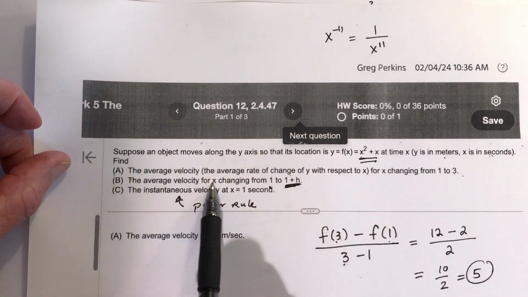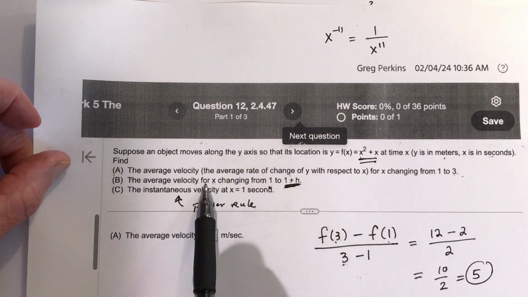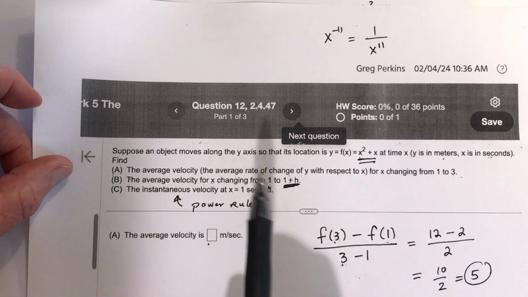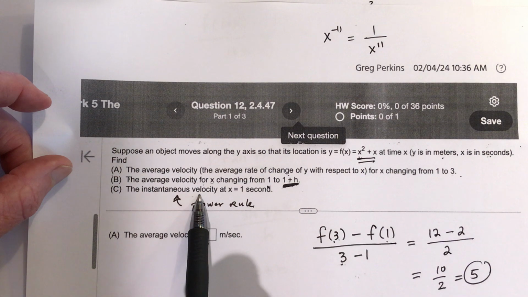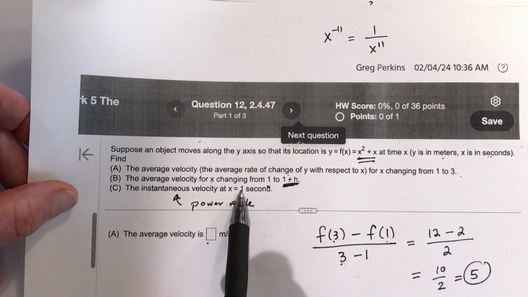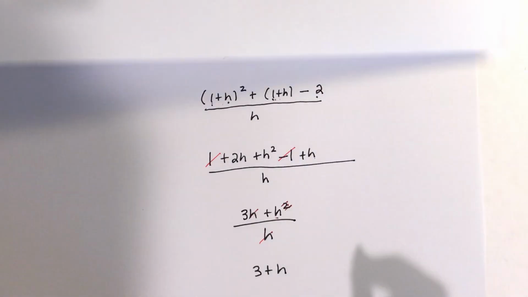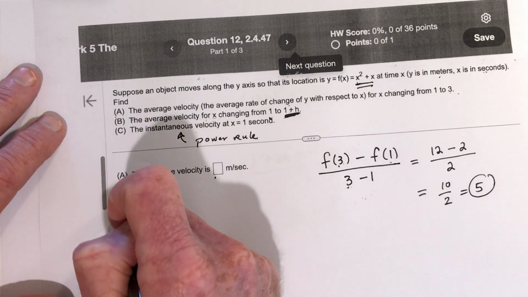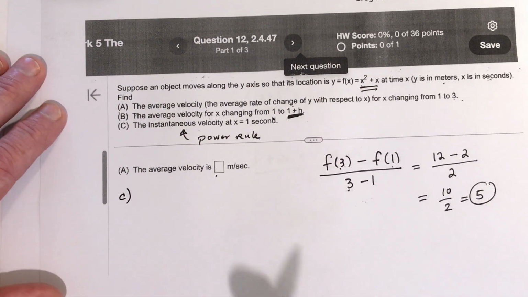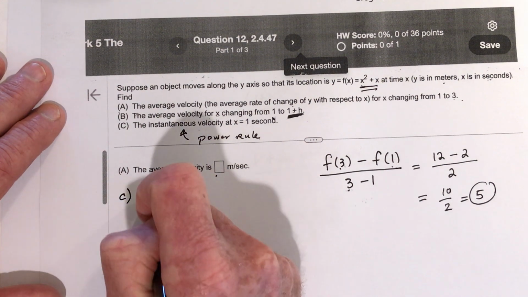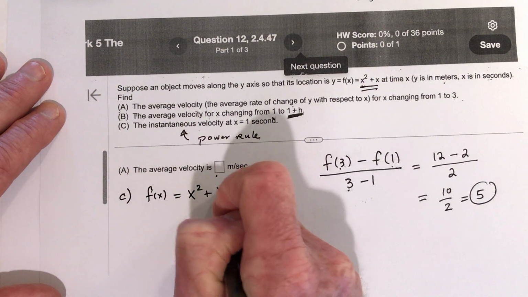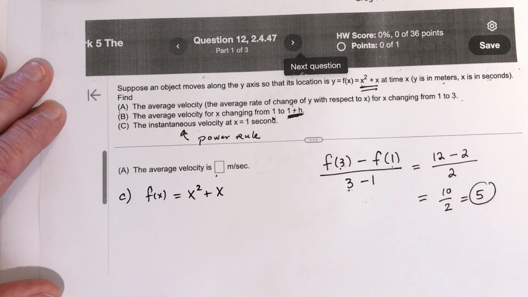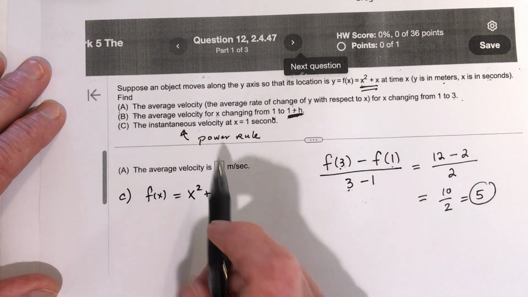So find the average velocity. Yes, that's part B. We just finished part B. Find the instantaneous velocity. So that again is the derivative, and then you plug in a 1. So for, I think I could just fit it right here, part C, we've got the function x squared plus x, and then find the derivative using the power rule.